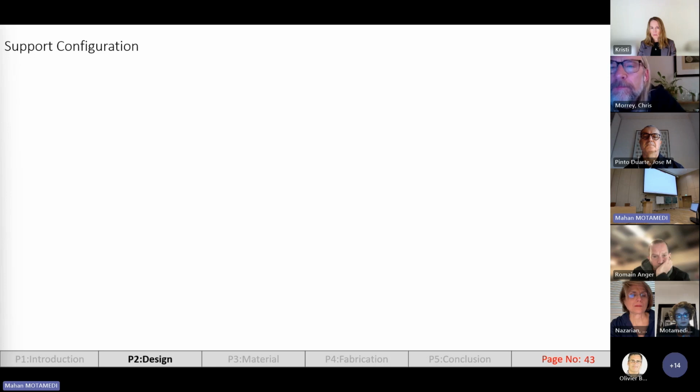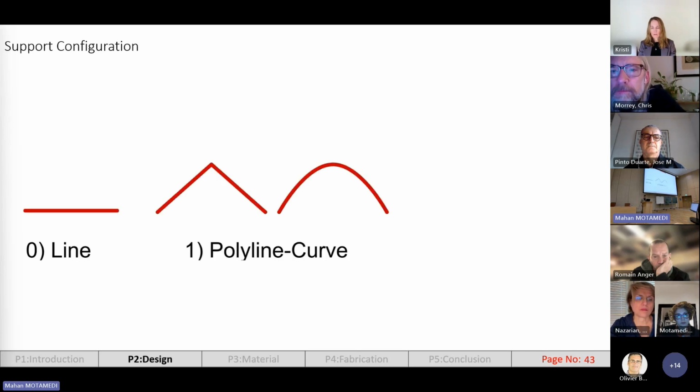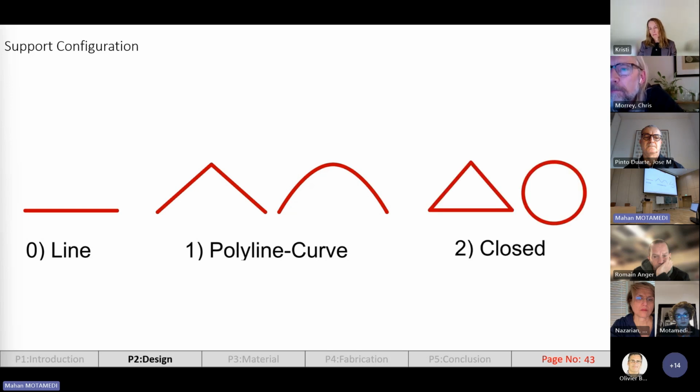The supports, regardless of their types, which is ground support or the patch support, have three different configurations. They can be either line, polyline, or curve, or closed or periodic boundary.